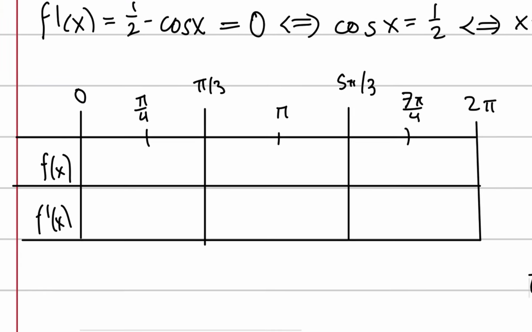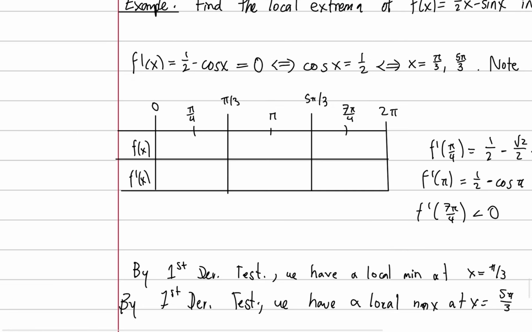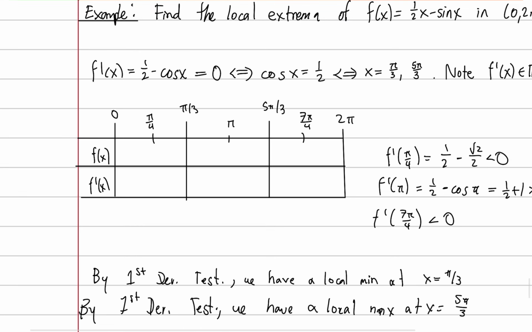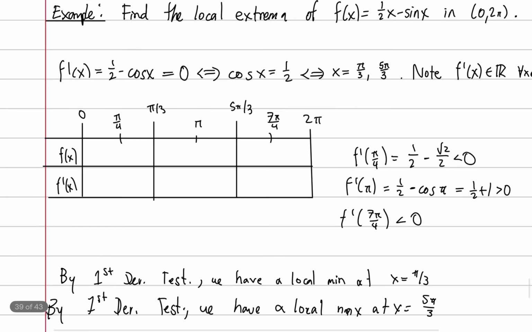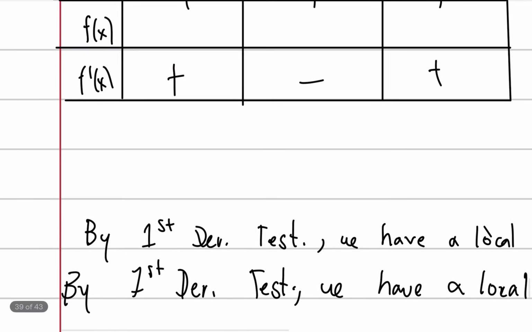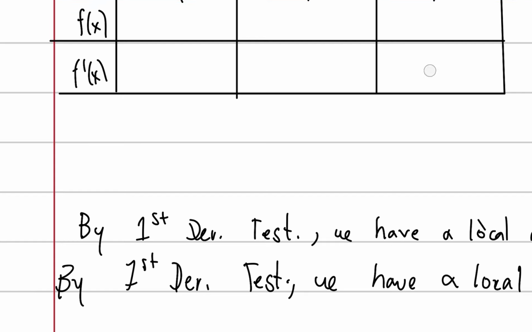So crucially, we're going to take test values between each critical number. In each interval, we want a test value. And since we know there are no other critical numbers, that sign is going to give us the sign of the derivative in the whole interval, right? So we're going to plug each test value into the derivative. Notice f prime of pi over 4 is negative, f prime of pi is positive, and f prime of 7 pi over 4 is negative. So it's negative here, positive here, negative here.